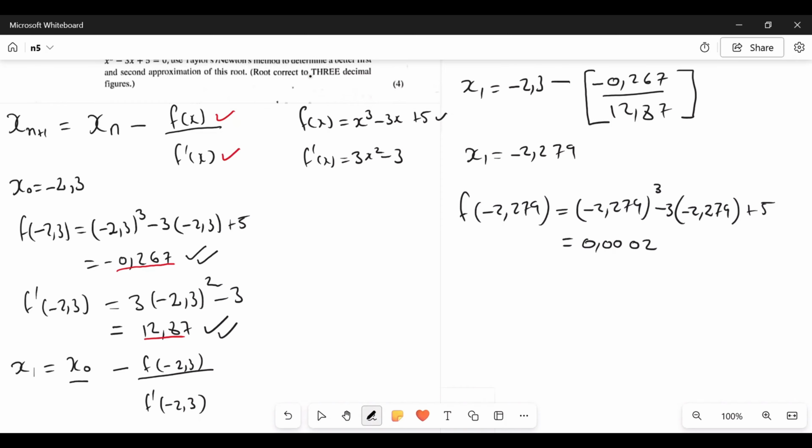Right, before we continue, remember inside the bracket there, they said we must have our answers in 3 decimal points. But the problem is after 3 it is still 0. So if it's like this, continue until you reach a non-zero number there. All right, so let's continue.